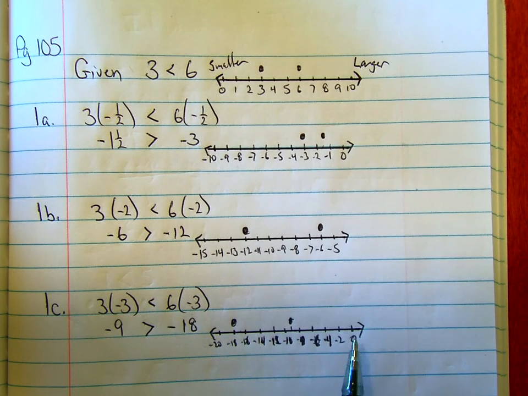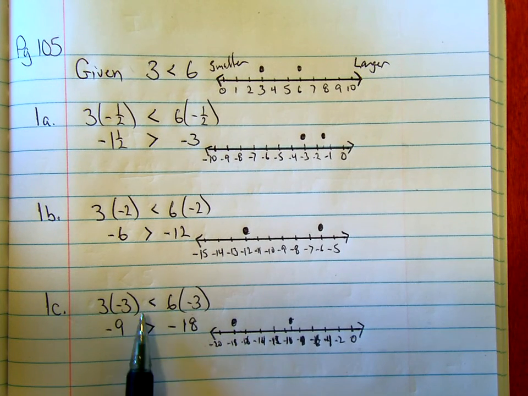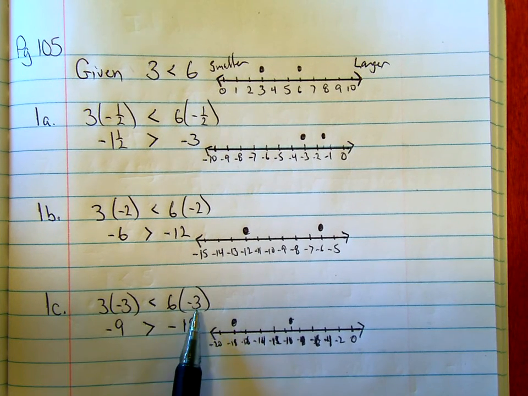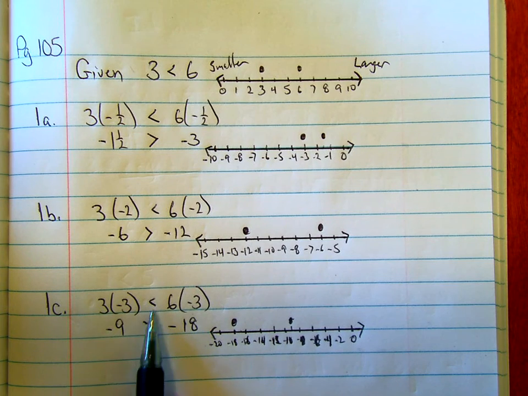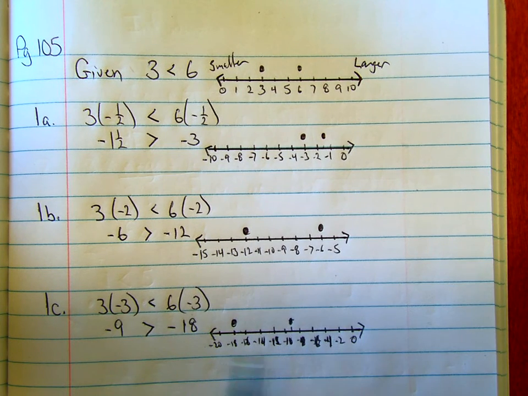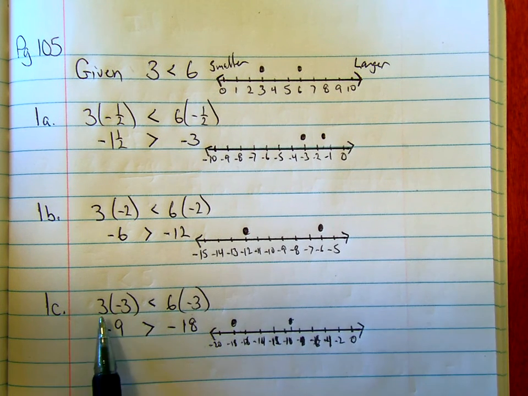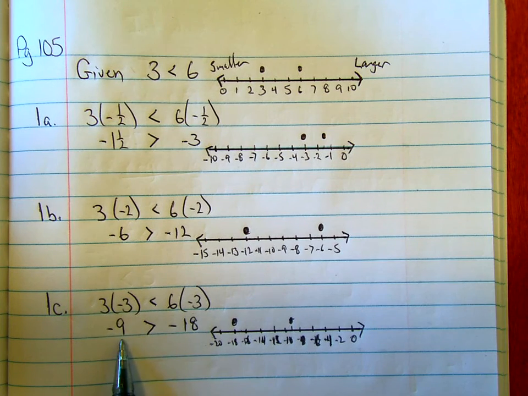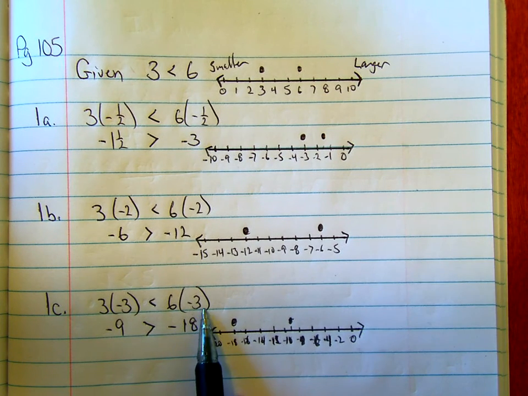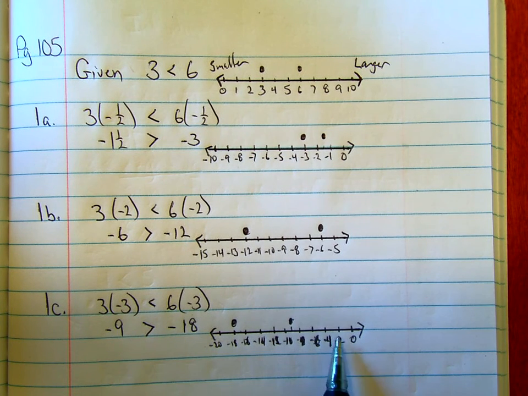Same thing's going to happen on 1c. We're multiplying both sides by a negative 3. The sign is going to change direction. This less than sign is going to turn into a greater than sign. 3 times negative 3, negative 9. 6 times negative 3, negative 18. I graph them on a number line. Negative 18 is smaller than negative 9.